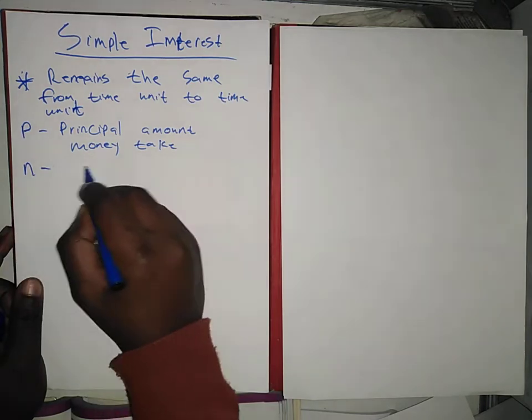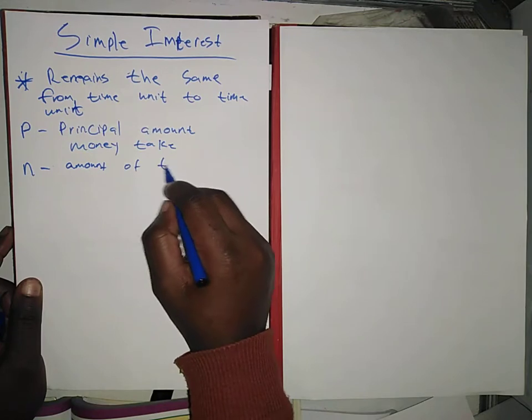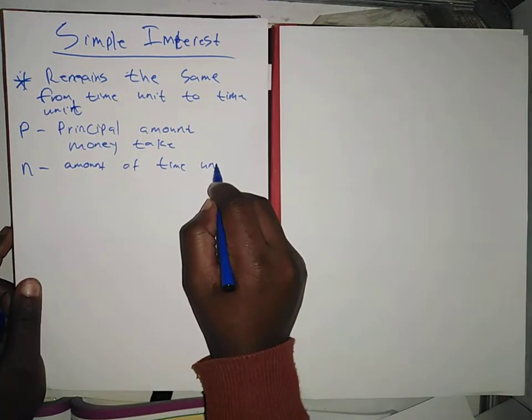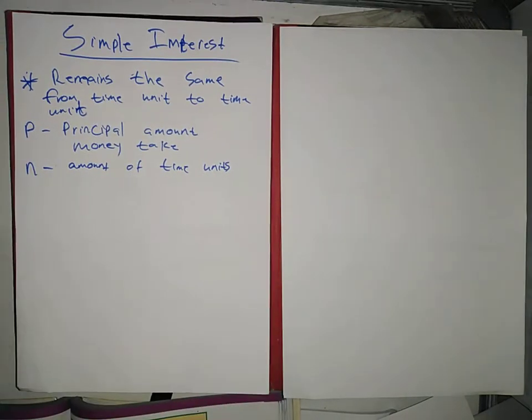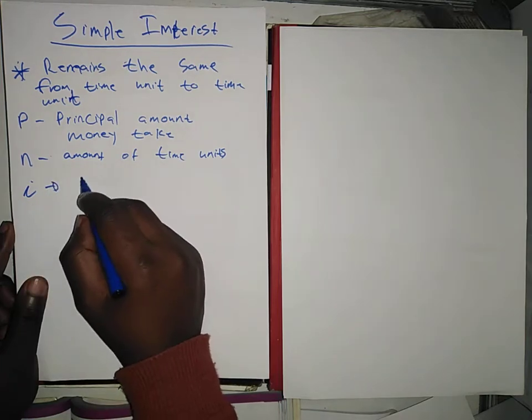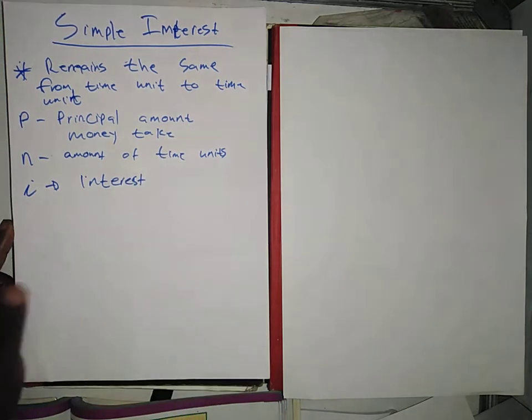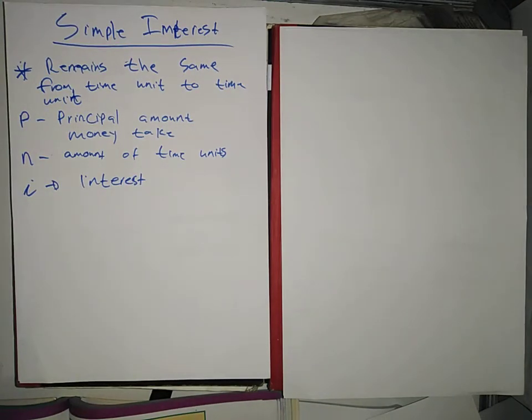So N is equal to the number of time units. And then you will have something else called I. Now, what is I? You always refer to I when you are talking about the interest. In most cases, when you are talking about interest in the context of simple interest questions, it will mostly come in the form of a percentage.